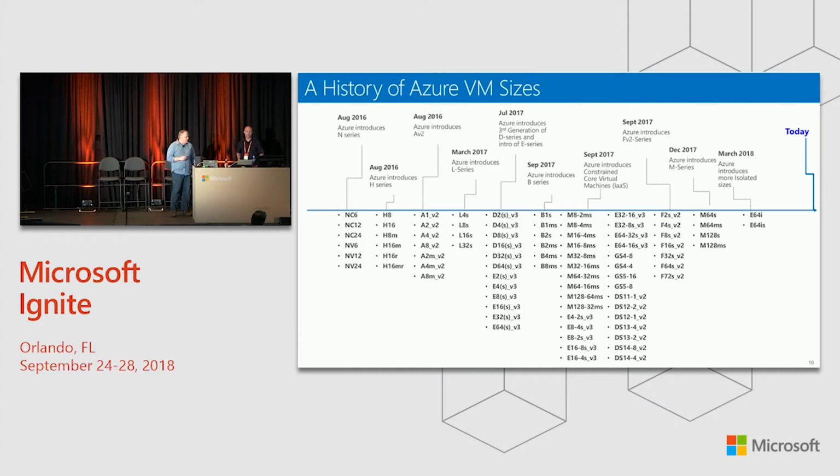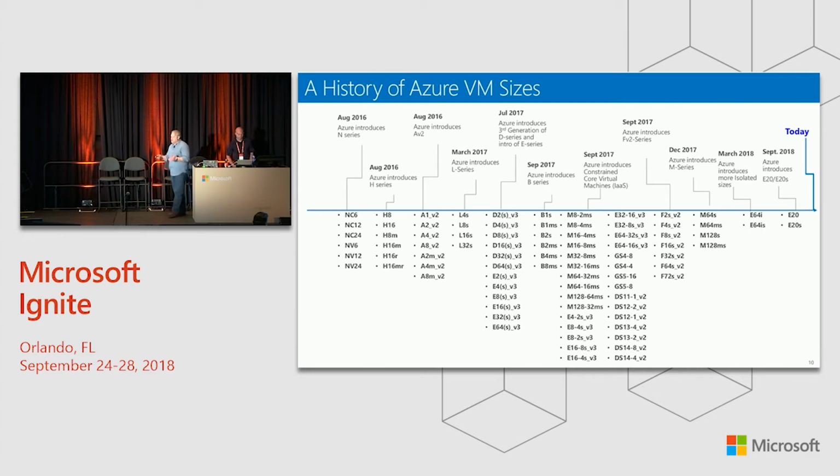And then earlier this year, we launched what we call the isolated sizes, the E64i and the E64is. These are sizes that are guaranteed to be dedicated to a specific piece of hardware, isolated by itself on a node, so that you know there are no other customers running on that same physical hardware. And then finally, to move forward and equal out with our D15V2, we added an E20, a 20 vCPU size.